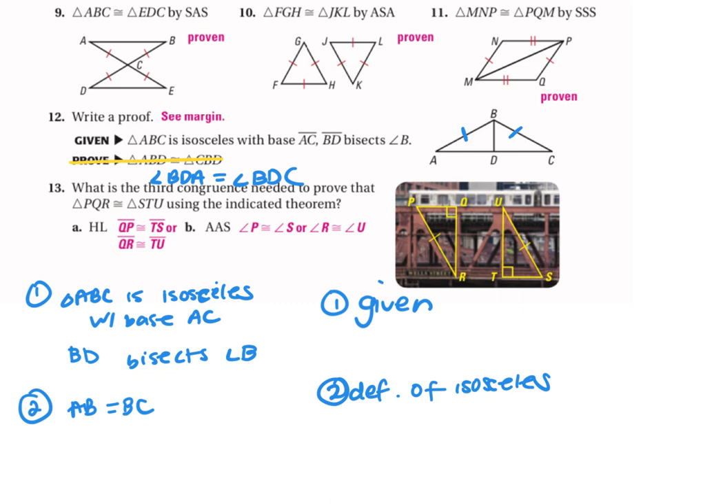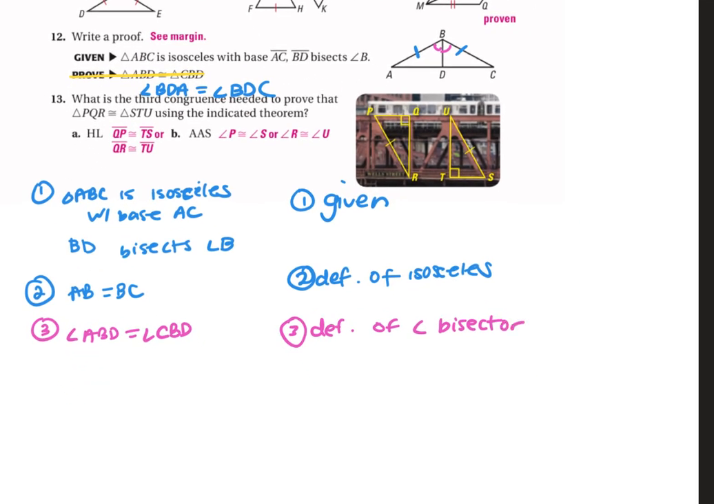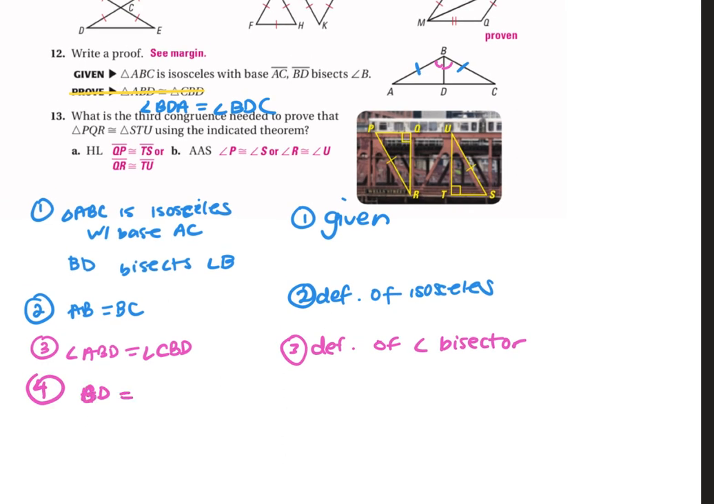Then it gives you that BD bisects angle B. So what does a bisector do? Cuts it into half, or into two congruent parts, right? So I could say that angle ABD is equal to angle CBD, because that's a bisector. And then what piece of information can I get from the diagram itself? Good, the reflexive side is there. BD would equal BD, and that's reflexive.